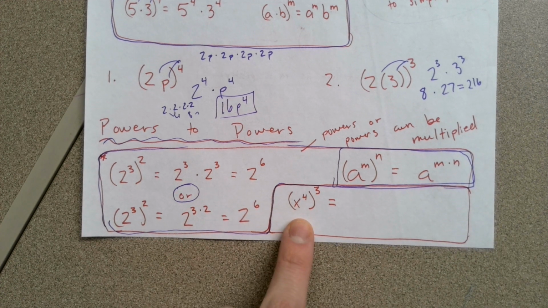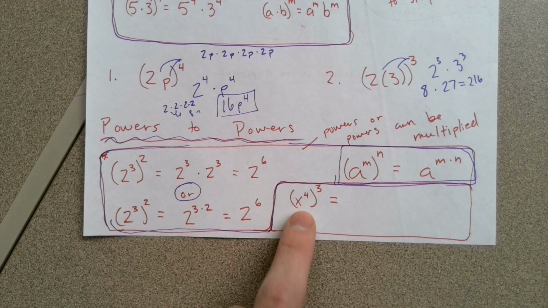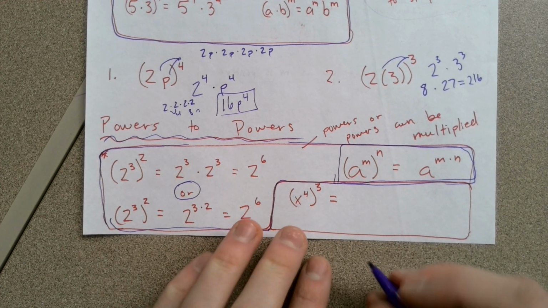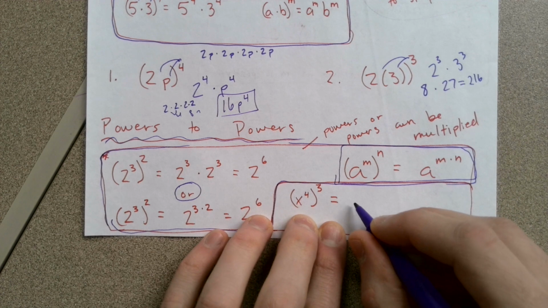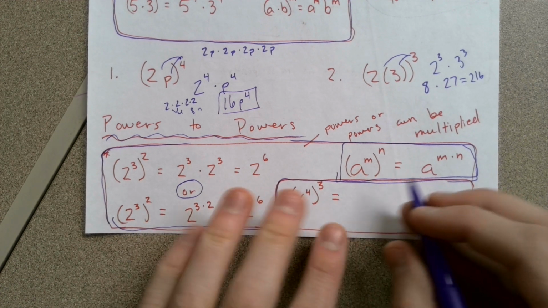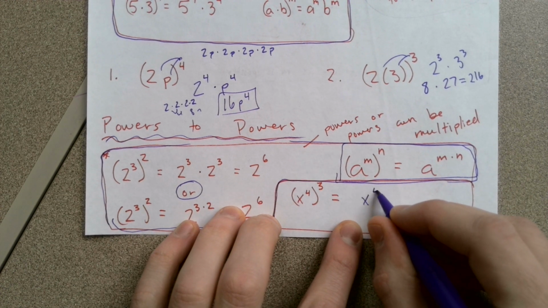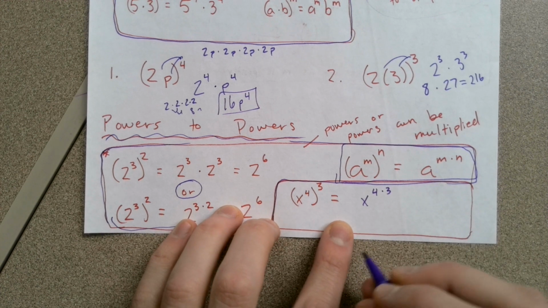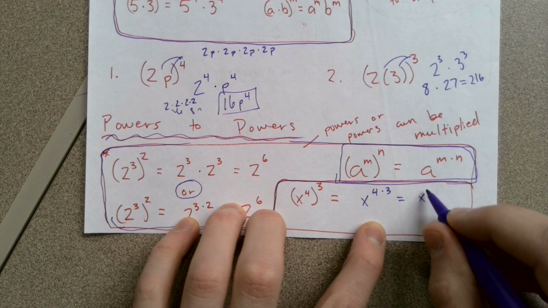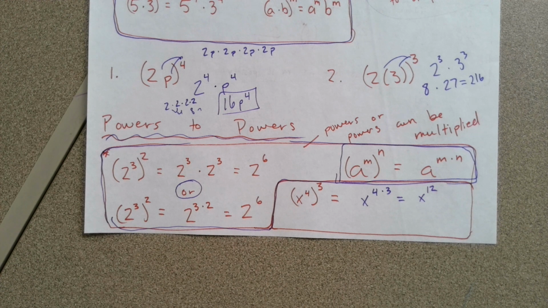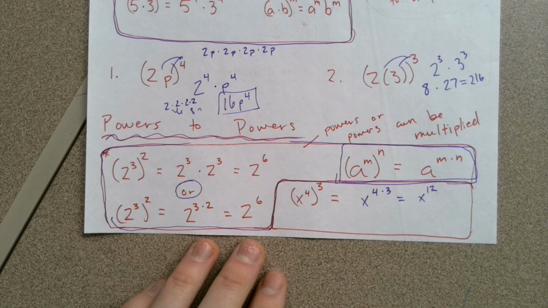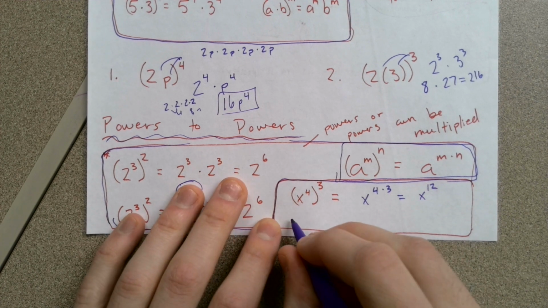So take a look at this one right here. I want you to follow along and hopefully be able to solve this one with me. I'm going to write this out using this same logic as x to the 4 times 3. And from there, I'll get x to the 12th. I can just multiply those together. It's that simple. It's that quick. It's a little cheat code right there.